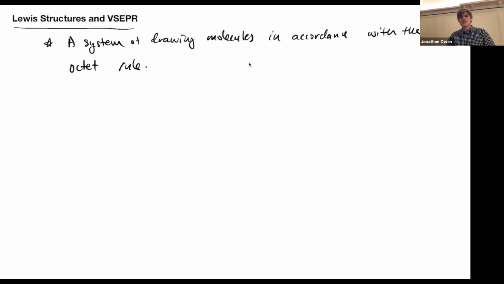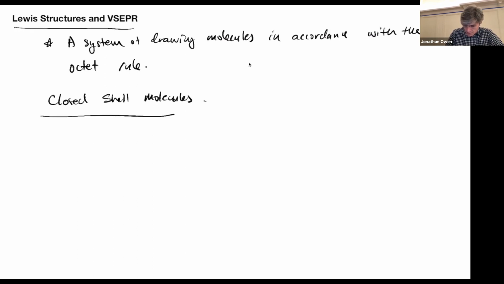in accordance with the octet rule. Okay. It helps you achieve closed shell molecules. What's a closed shell molecule? It's a molecule where all the orbitals are filled by making covalent bonds.